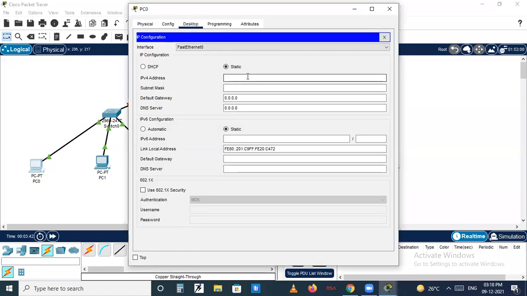Desktop. I am assigning some IP addresses, 10.0.0.1. You can assign any IP.